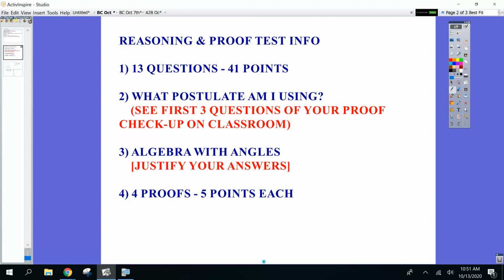I know the proofs are the big thing, the one you're most worried about, which, I understand, but also don't forget about your algebra. Do you know what vertical angles look like? Do you know what supplementary angles look like?